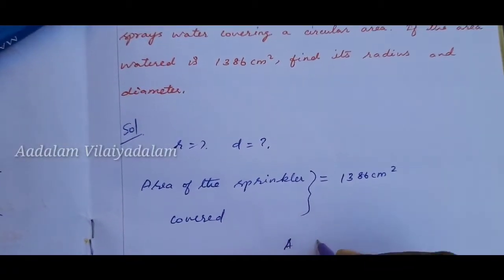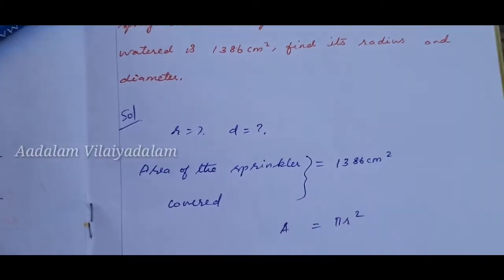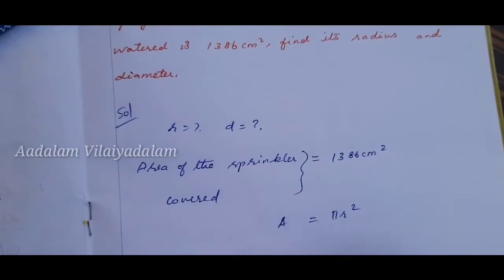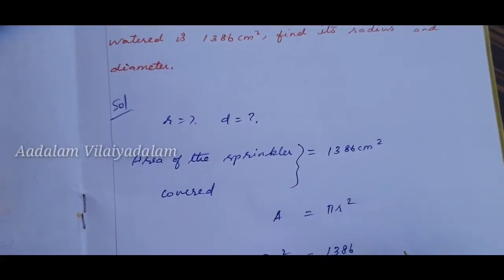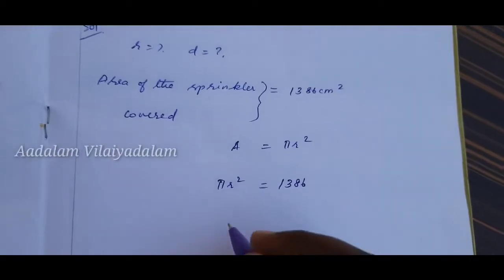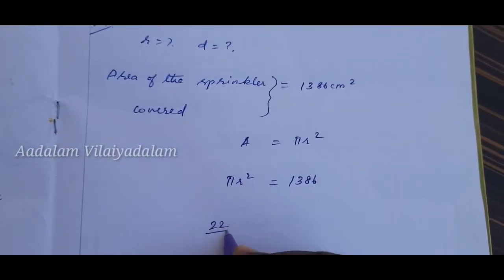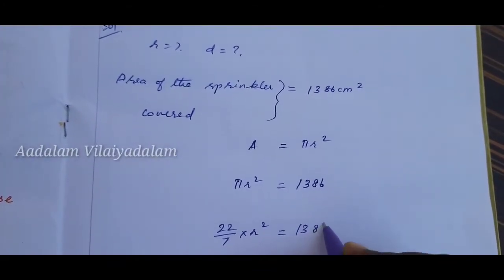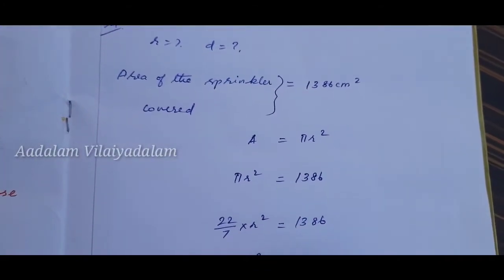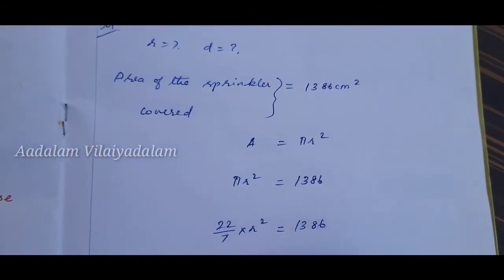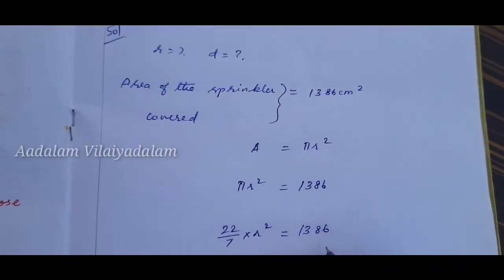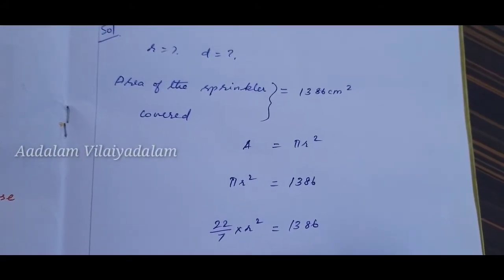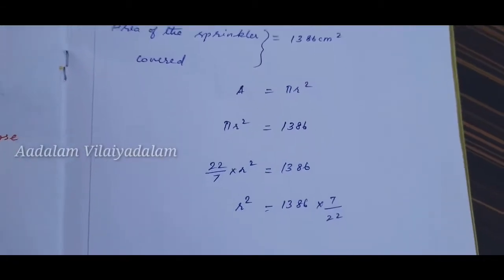So which is A equal to pi r square. Therefore pi r square equal to 1386. Now we can substitute the pi value, that is 22 by 7, into r square, that is 1386. So keep the unknown value on the left side and take the known value 22 by 7 to the other side. 1386 into 7 by 22 we will get.